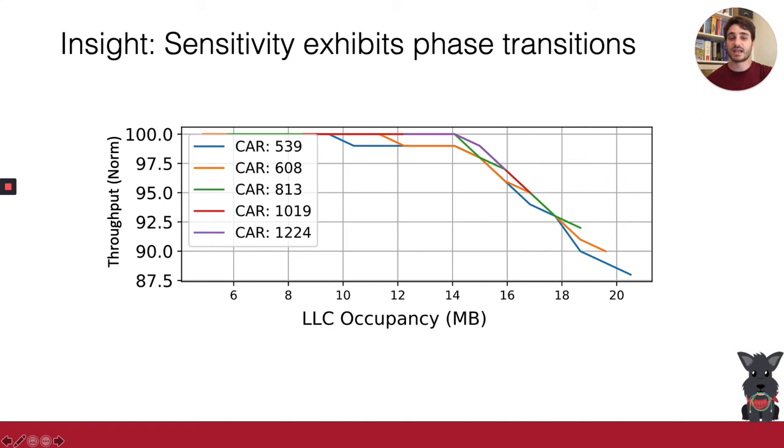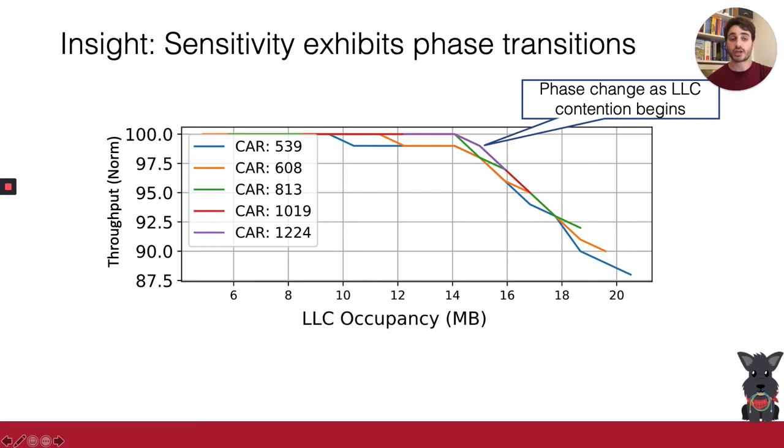Our key insight with regards to modeling is that sensitivity exhibits clear phase transitions, or in other words, sharp changes in the performance of the NF as a function of increasing contentiousness. For instance, in this graph we show the sensitivity of a VPN as a function of competing cache access rate and LLC occupancy. What we can easily observe is that as LLC occupancy crosses a critical threshold of roughly 14 megabytes, the VPN's response to contention changes drastically.